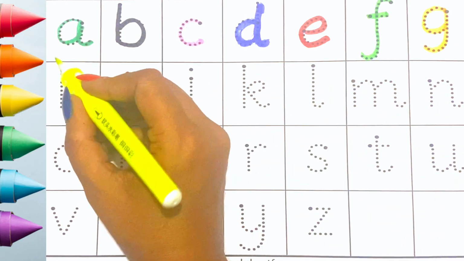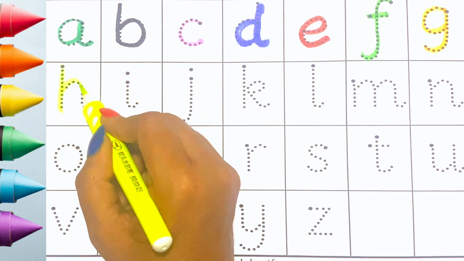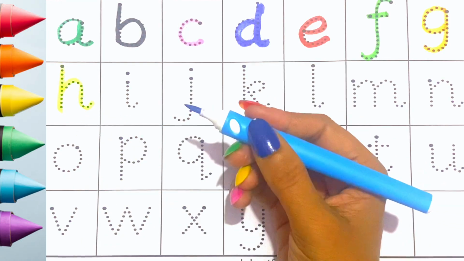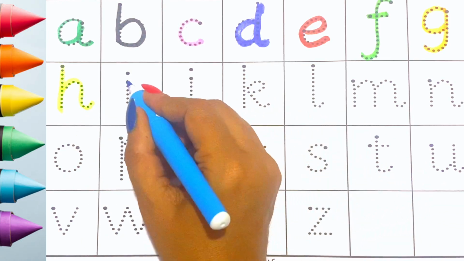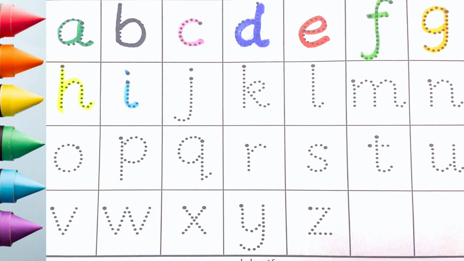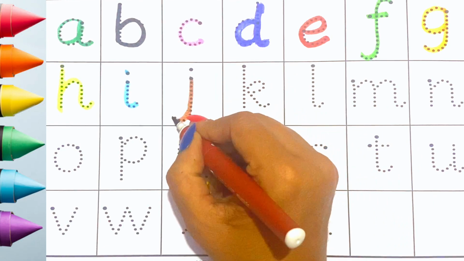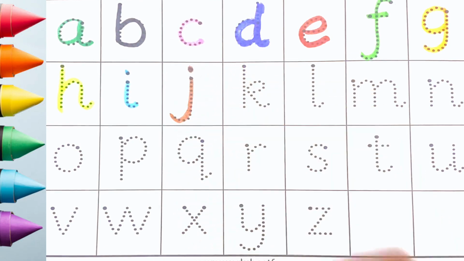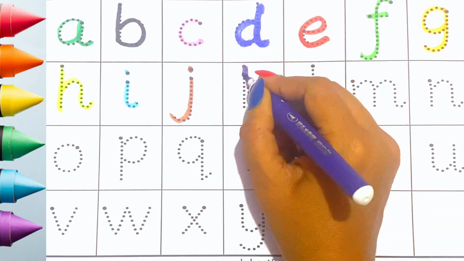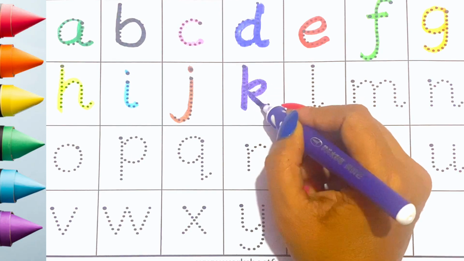Yellow color, H. H for hen, H for house. Sky blue color, I. I for ice cream. Brown color, J. J for joker. Violet color, K. K for king, K for kite.